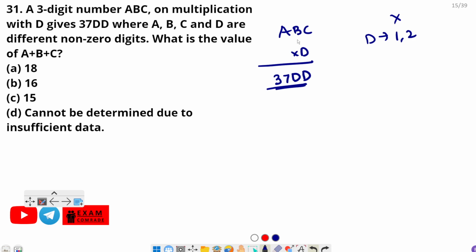2 cannot be possible. If we take 2, the largest number possible will be less than 2000. But the answer is somewhere more than 3000. It cannot be 2. So if we take 3, is it possible? The largest possible number will be 1000 into 3 minus 3. So this is also not possible. Let's take D is equal to 4. Okay.